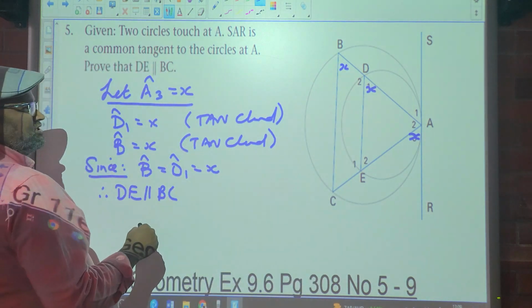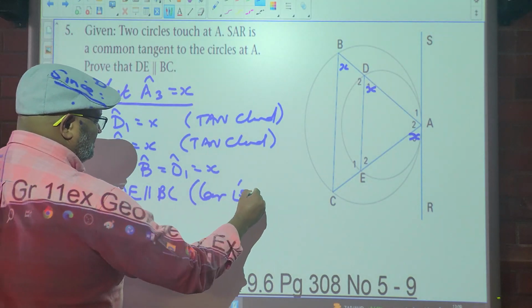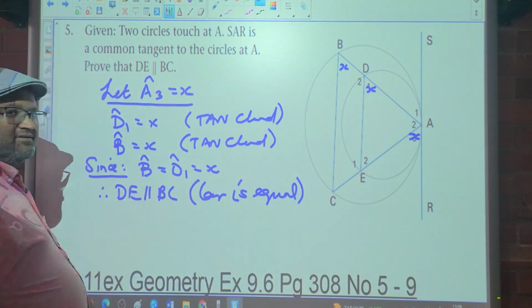Alright? So these lines are parallel, why? The corresponding angles are equal.